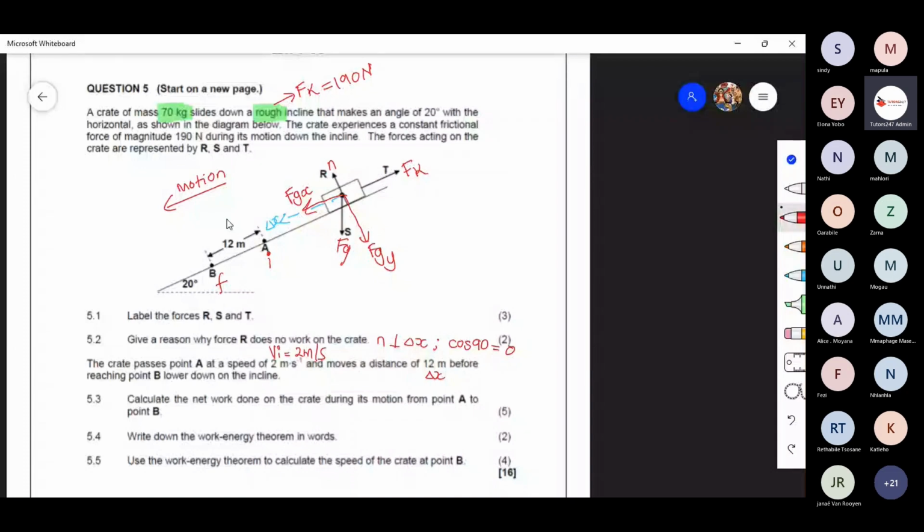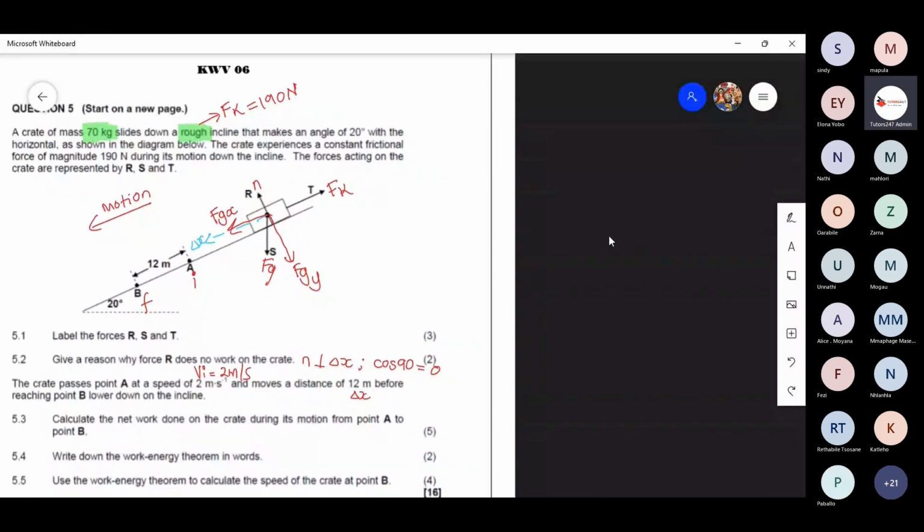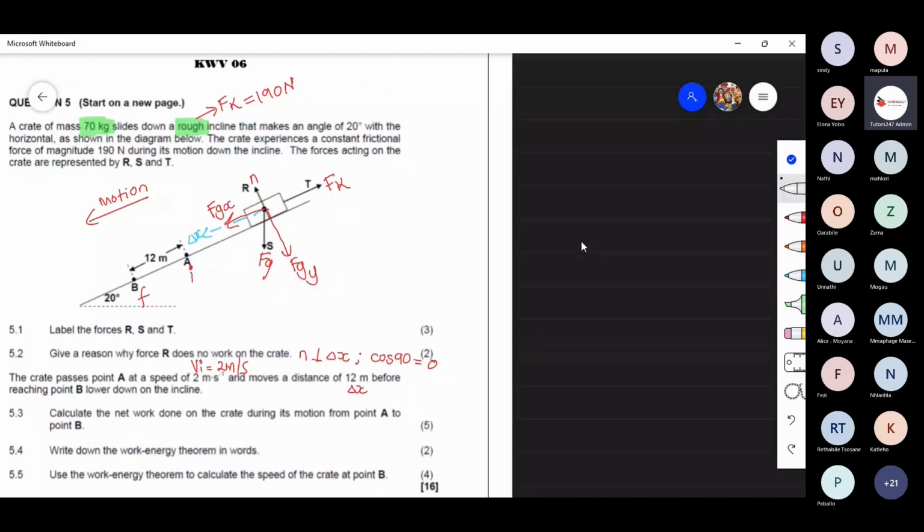I'll have a look at the chats after question 5.2. If you do have a message in the chats, I'll attend to it after 5.3, sorry. So this is question 5.3.